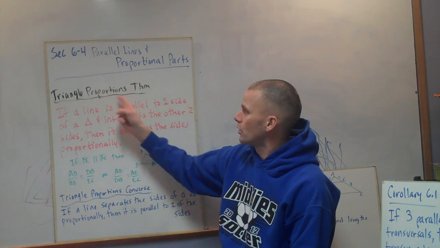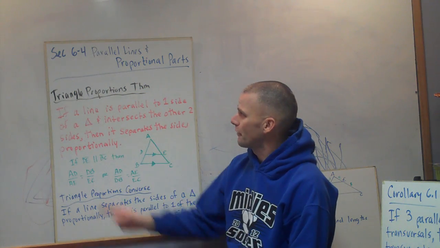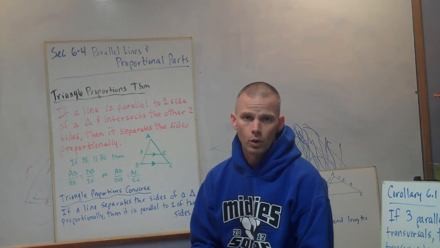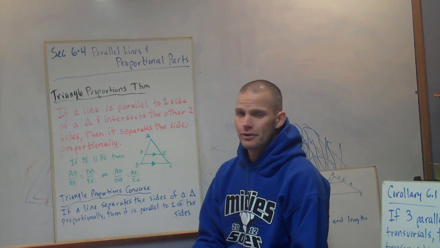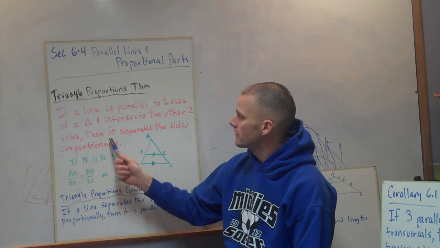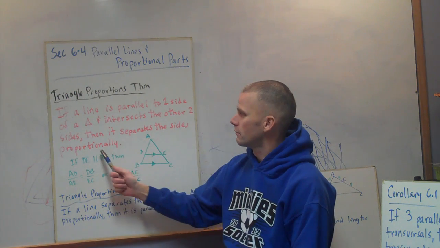First theorem, triangle proportions theorem. If a line is parallel to one side of a triangle and intersects the other two sides, then it separates the sides proportionally.